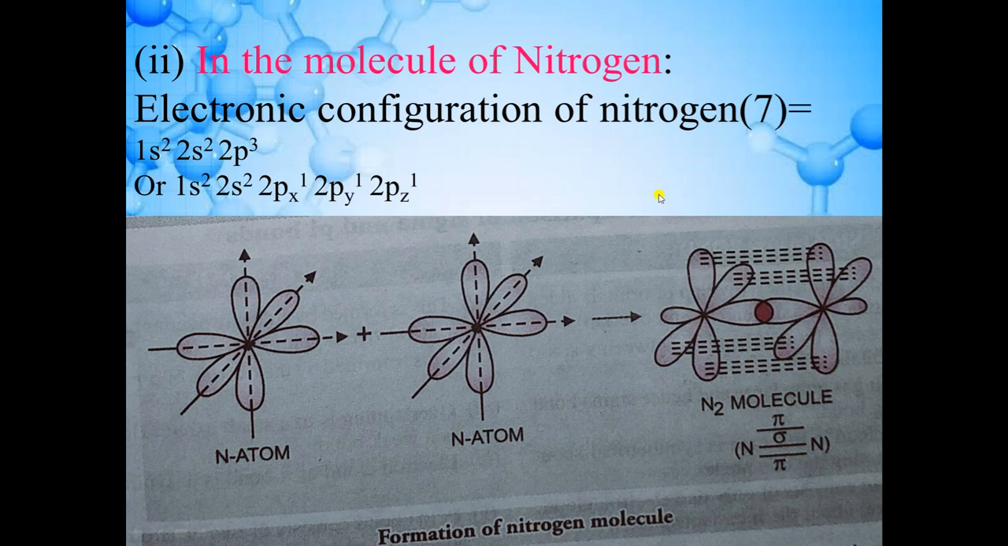We will take one more example, the nitrogen molecule. So the first step is you have to write the electronic configuration.